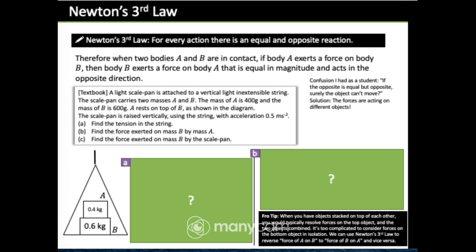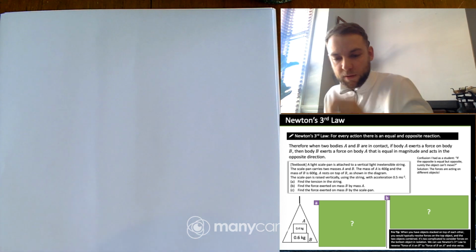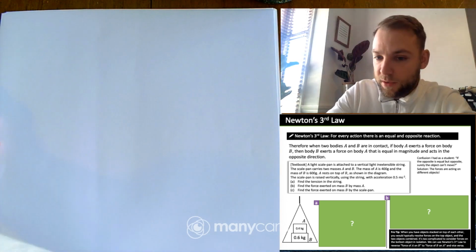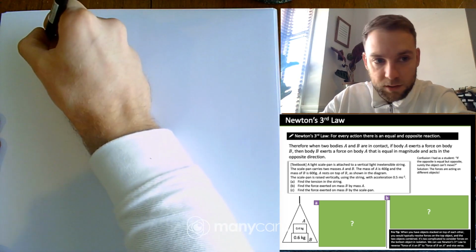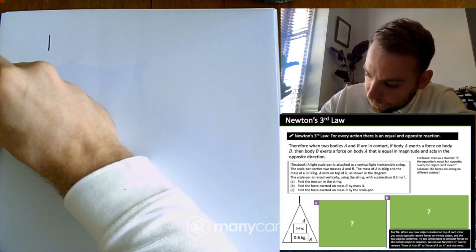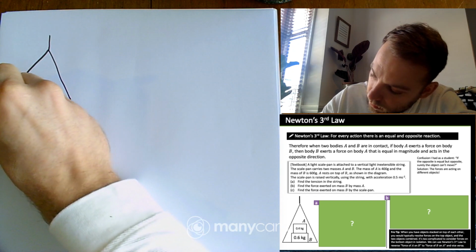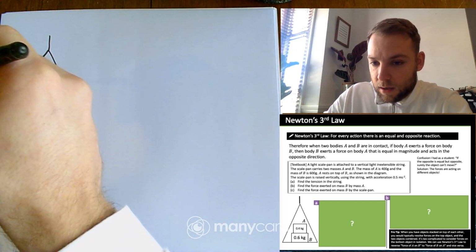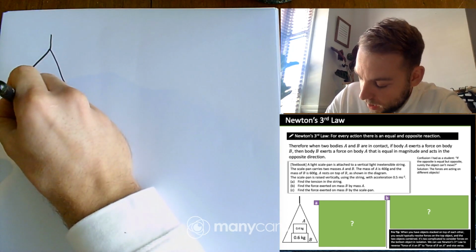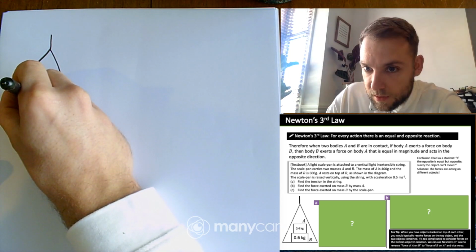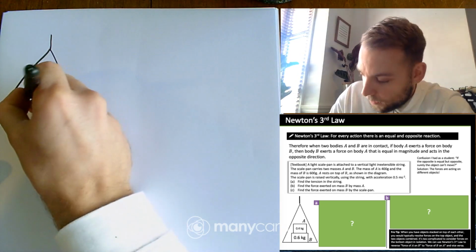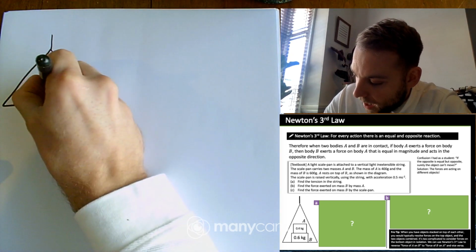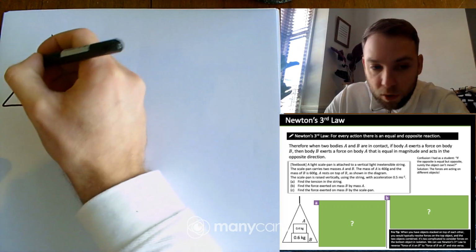First of all, exactly the same as always. The first thing we need to do is make sure that we are drawing out a very strong diagram. You've already got a diagram in this, so let's just use the model as well. This is going to be the scale pan. Sometimes they say it's a lift, and they use the lift example. They say that A is on top of B, and B is on the scale pan. So we've got B on the bottom here, which is 0.6, and then A on top of that, which is 0.4, like so.